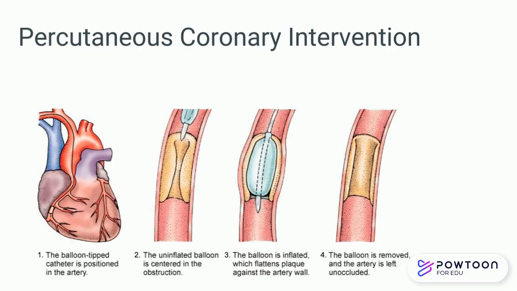Once they've established the artery that's the problem, they can do a couple of things. One of the first things they can do is to use a balloon to open that artery up. They insert the guide wire, inflate the balloon, and that helps keep that artery unoccluded.